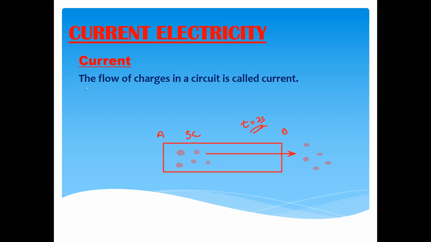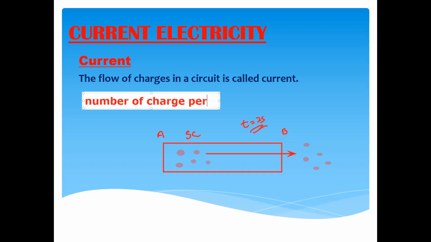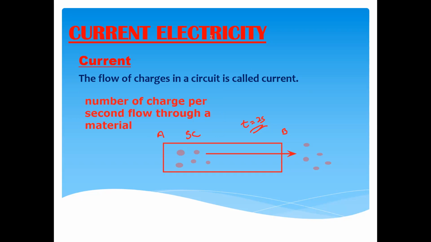So what is the meaning of the current? The current refers to the number of the charges every second, or per second, which can flow through a material. So the number of the charges per second flowing through a material, we call that electric current. So here in the beginning we have 5 coulomb of a charge, and they move from position A to position B.